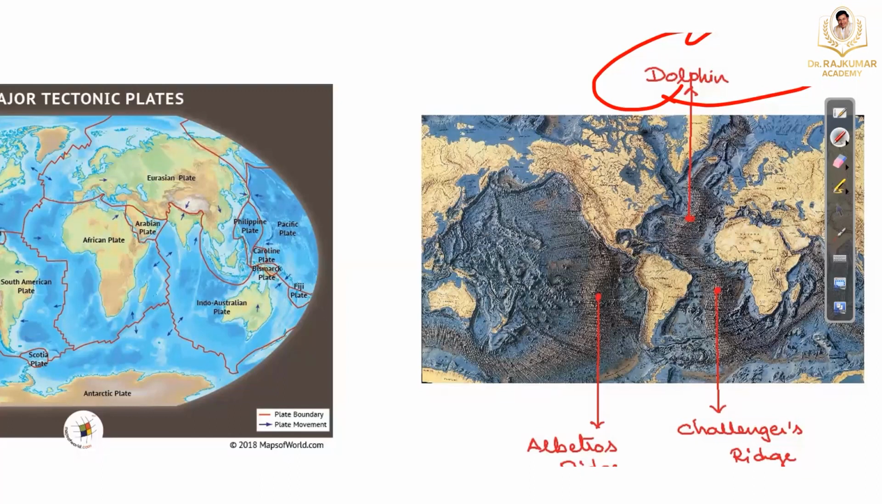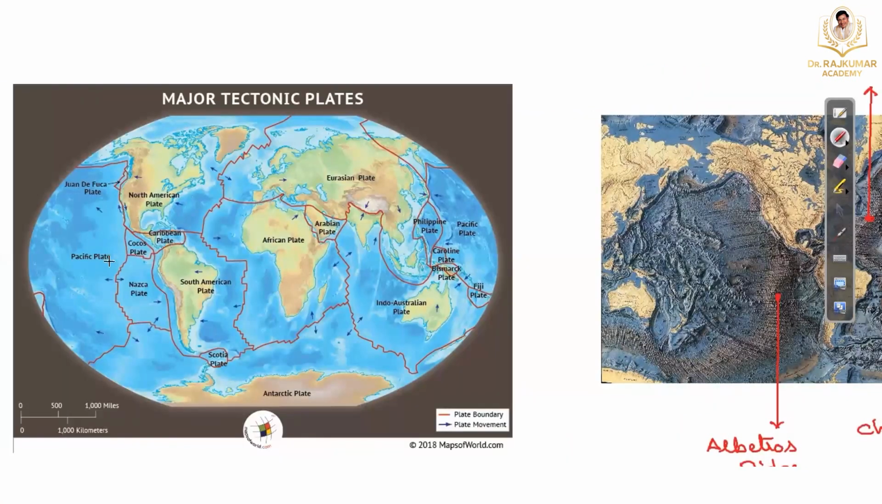Challenger's ridge. Similarly, my dear friends, where the Nazca plate and the Pacific plate go for a divergence, again here you find a ridge. In your atlas, it is given as East Pacific ridge. But more than that, the specific name is very important. What is the name it takes? Very good. It is called Albatross Plateau, or simply you call it Albatross ridge.